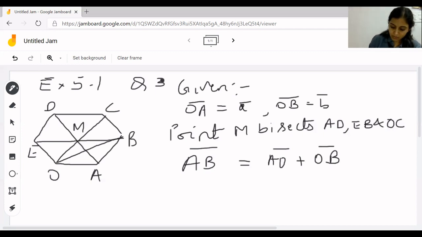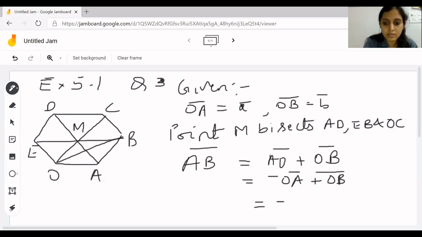So we have AB bar equal to, now AO is the opposite of OA. We can see that clearly, right? So AB is basically, A is the initial point. So AO plus OB. So we can write this as minus OA plus OB. What is OA? We know OA is given to us as A. So minus A bar plus B bar. This is the value of AB bar. Now let's go to the next step.